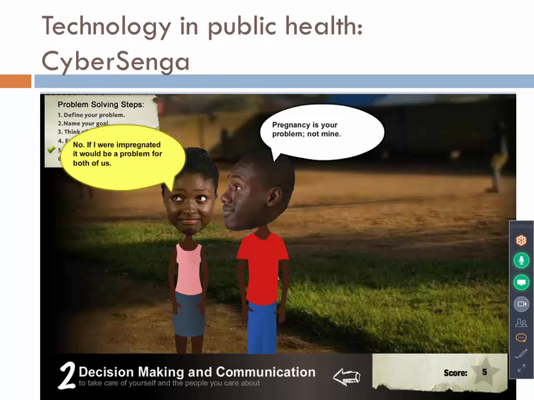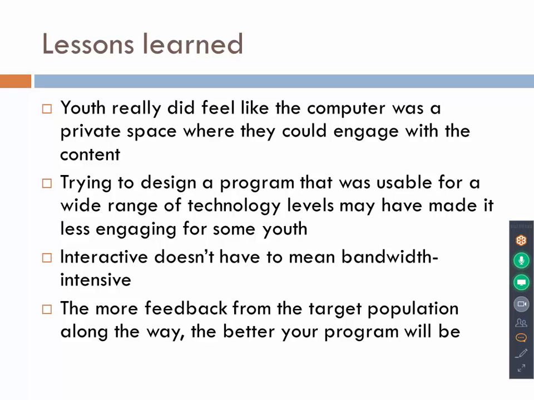And so Moses is his name. Moses says, "Pregnancy is your problem, not mine." And Eunice says, "No, if I were impregnated, it would be a problem for both of us." And so the idea is to try and counter some of these cultural norms through this. And so, anyways, that's exciting.